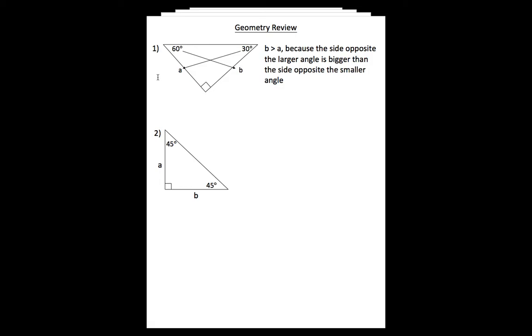If we apply that same logic to number 2, A and B should be equal in length since the angles opposite A and B are congruent. A is opposite a 45-degree angle. B is also opposite a 45-degree angle. So they would be equivalent in length, and that's why we refer to this triangle in number 2 as an isosceles right triangle.